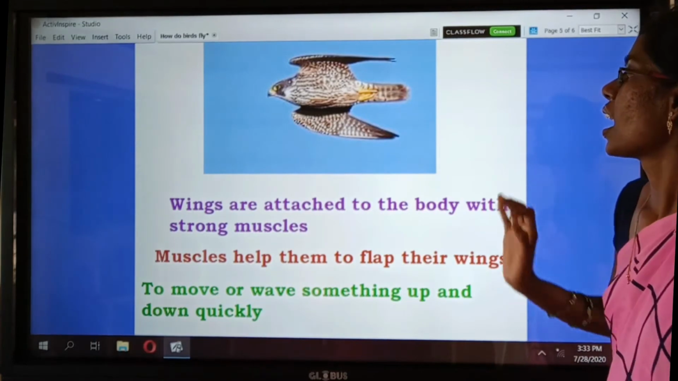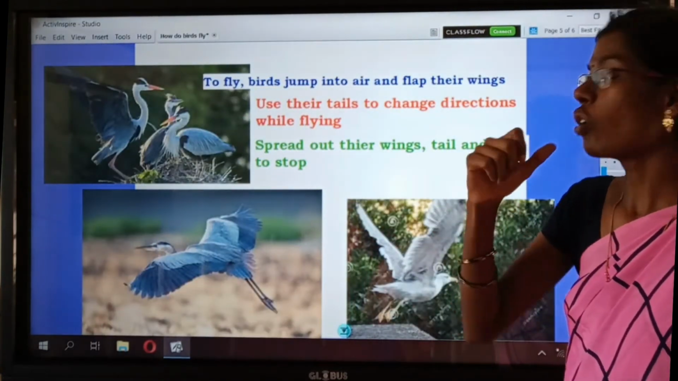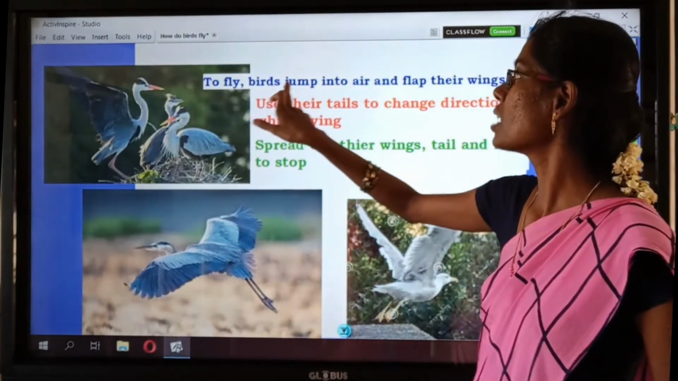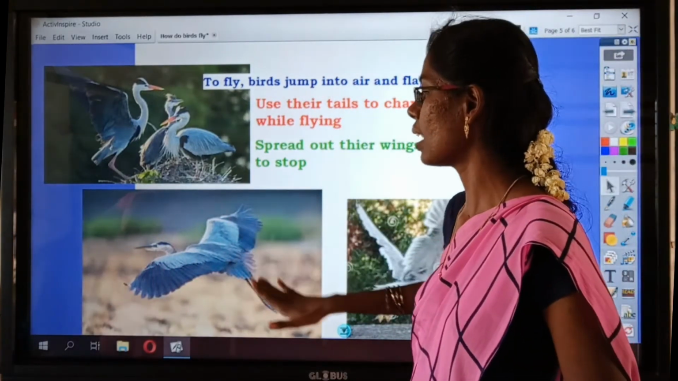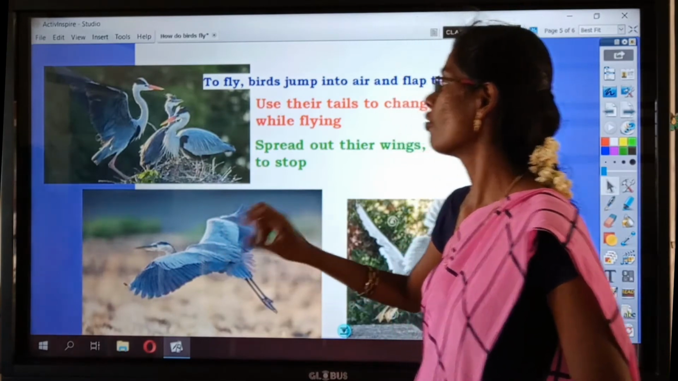Next, how are birds flying? To fly, birds jump into the air and flap their wings. They jump up into the air and flap their wings.